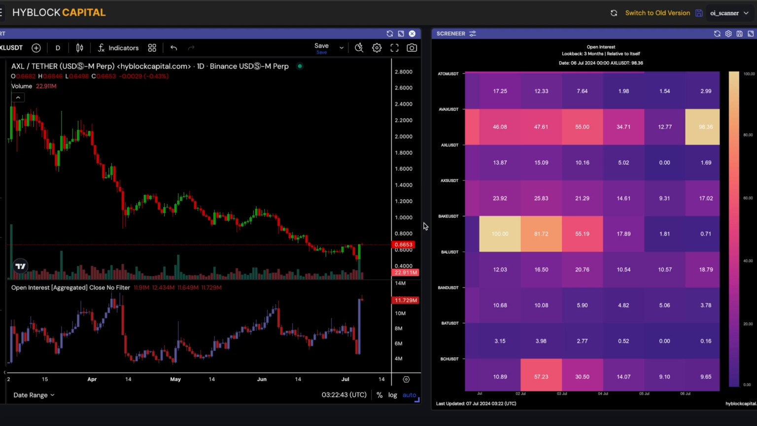This example demonstrates how the relative to itself mode can be an effective screener for identifying coins that exhibit significant changes compared to their own historical data, rather than the market as a whole. By focusing on these outliers, traders can uncover potential trading opportunities that might be overlooked when only considering market-wide trends.